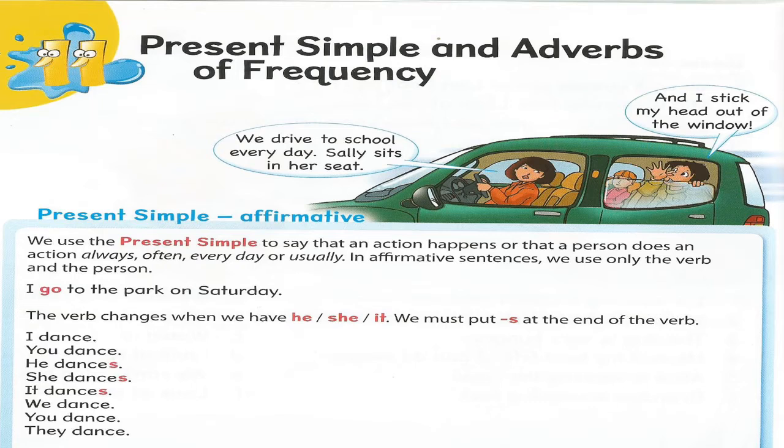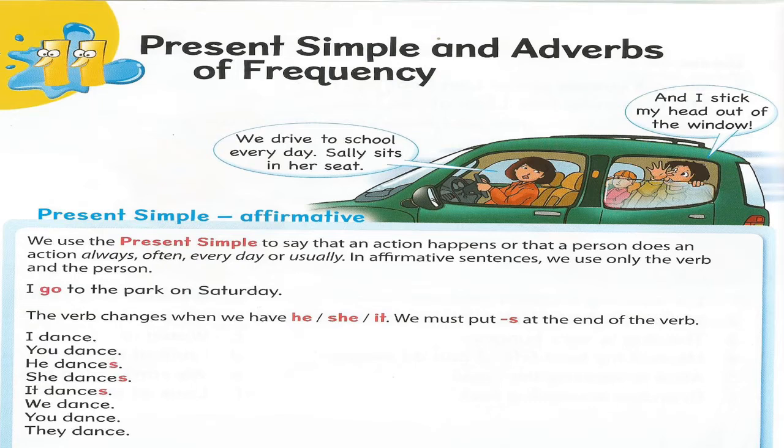We use the present simple to say that an action happens, or that a person does an action. We can use some words in this tense, like always, often, every day, or usually. In affirmative sentences, we use only the verb and the person. For example, I go to the park on Saturday.